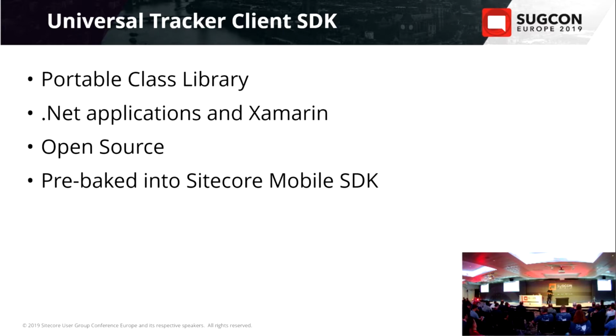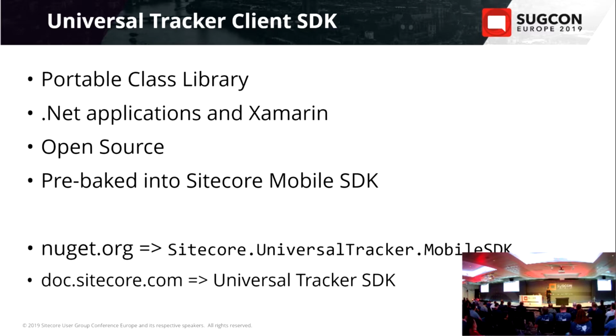There is also an SDK available, which I mentioned earlier. It's a portable class library. You can use it for your Xamarin apps and even your regular .NET apps, and it will be pre-baked into the mobile SDK. It is open source. It's on GitHub, so take a look at that. You can download the source code for the SDK, and you can add references from NuGet as well. There's some fairly good documentation on the SDK itself. The documentation on the Universal Tracker is a little bit lacking at the moment.